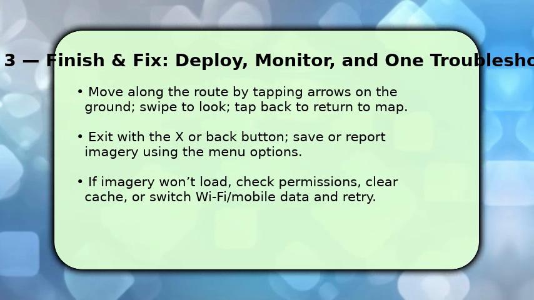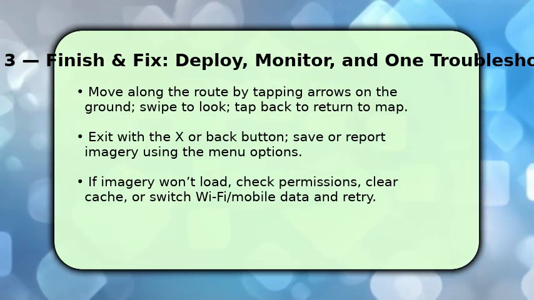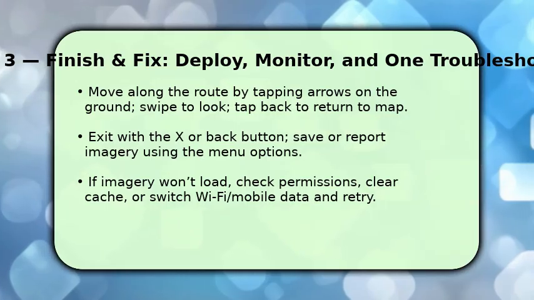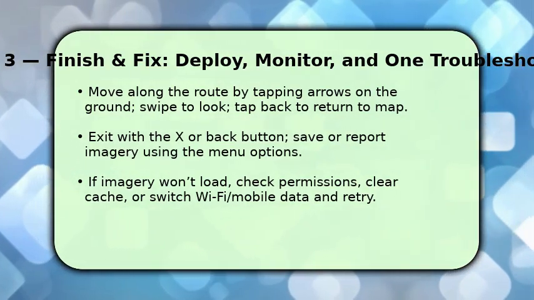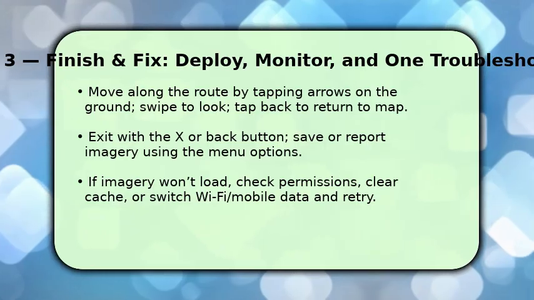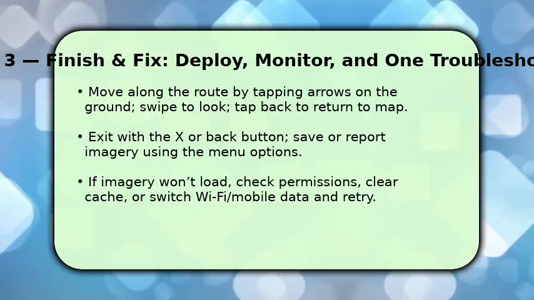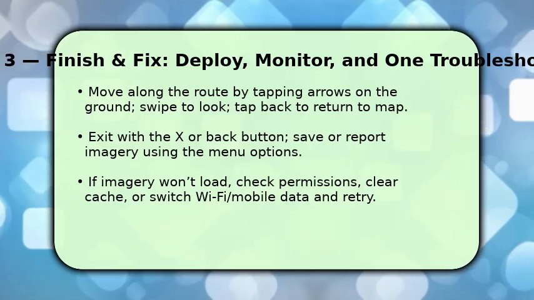When you're done, tap the X or use the device back button to return to the map and save the location if you want. If Street View won't load, make sure location and storage permissions are granted, clear the app cache, or toggle Wi-Fi and mobile data. That often fixes missing images.